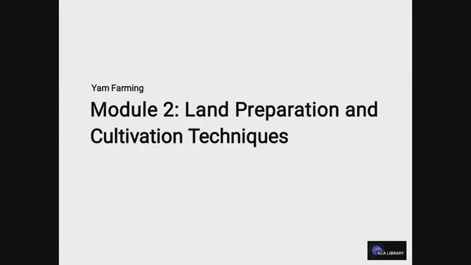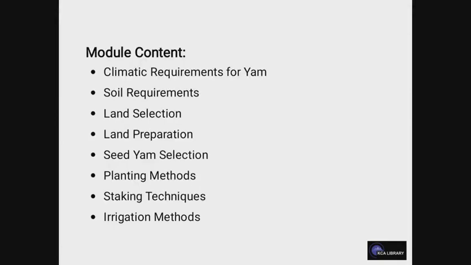This is Module 2 of Yam Farming, and we'll be discussing land preparation and cultivation technique. You remember that we said the first stage is production. In terms of the yam farming system, we are now talking about what it's embedded in, like the land preparation and cultivation technique. We will look at the climatic requirement for yam, the soil requirements, land selection, land preparation, seed yam selection, planting method, and then the staking technique and irrigation method.